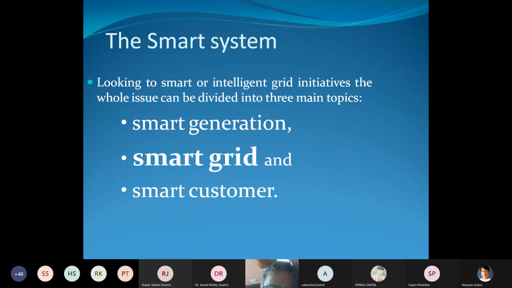Very good. This is the smart system again. Looking at smart or intelligent grid initiatives, the whole issue can be divided into three main topics. One is smart generation, smart grid, and smart customer. Customers have also become smart now.